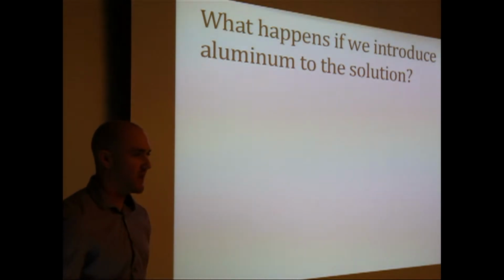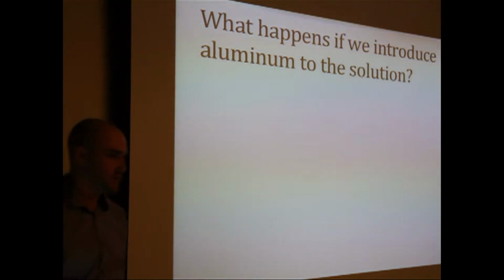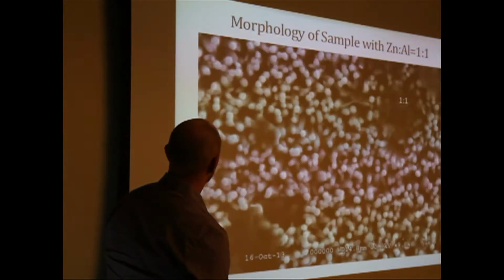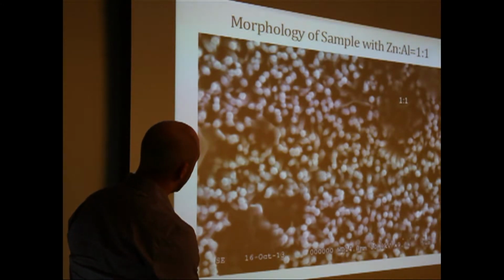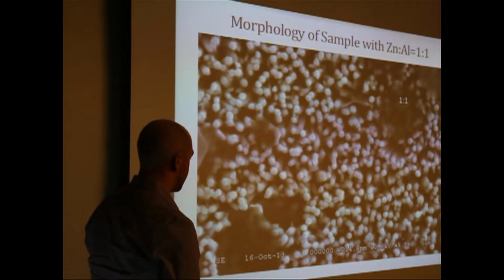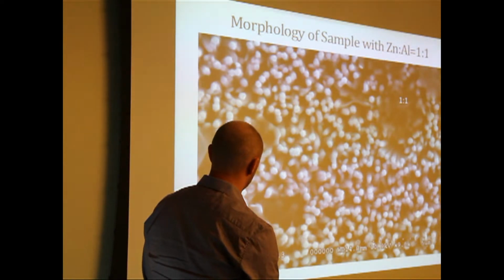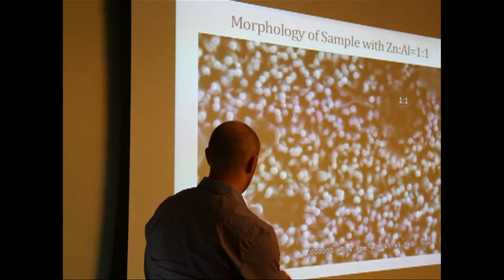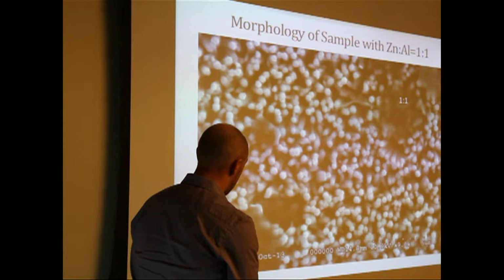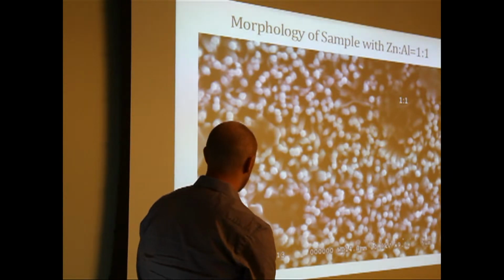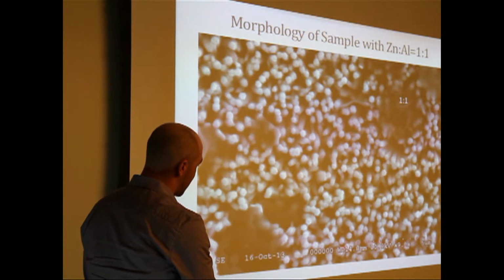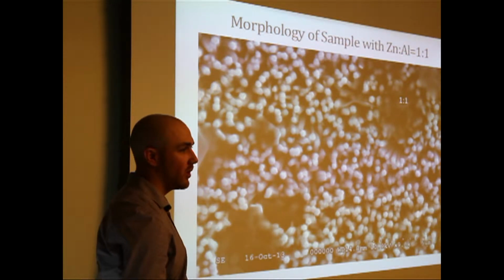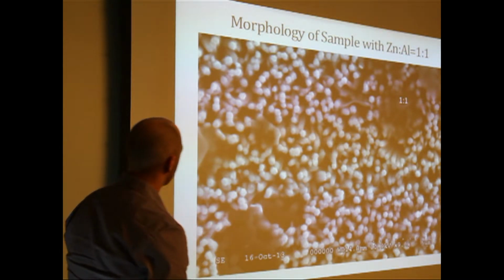So the real question is, what happens when we introduce aluminum into the solution? What kind of changes are we going to see? As you can see here, at a 1-to-1 ratio of zinc to aluminum in the solution, we see this really beautiful array of aluminum doped zinc oxide nanowires. You can actually see the hexagonal crystal structure. Each one of these, this is a scale of 5 microns, so each one of these is about 1/100th of a human hair.